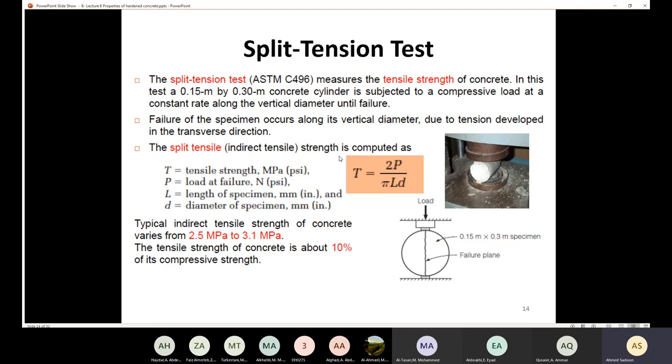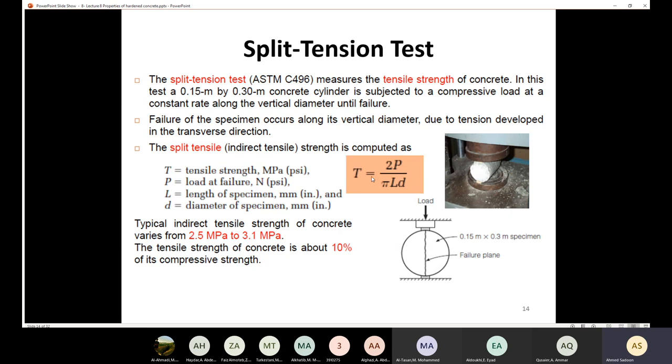And we are going to use this formula in order to determine the split tensile strength. Remember, this one is an indirect tensile test. We talked about why we cannot determine the tensile strength directly. We talked about that. So we need to determine the tensile strength indirectly. The first test, we could use the splitting tensile strength. We should use this formula.